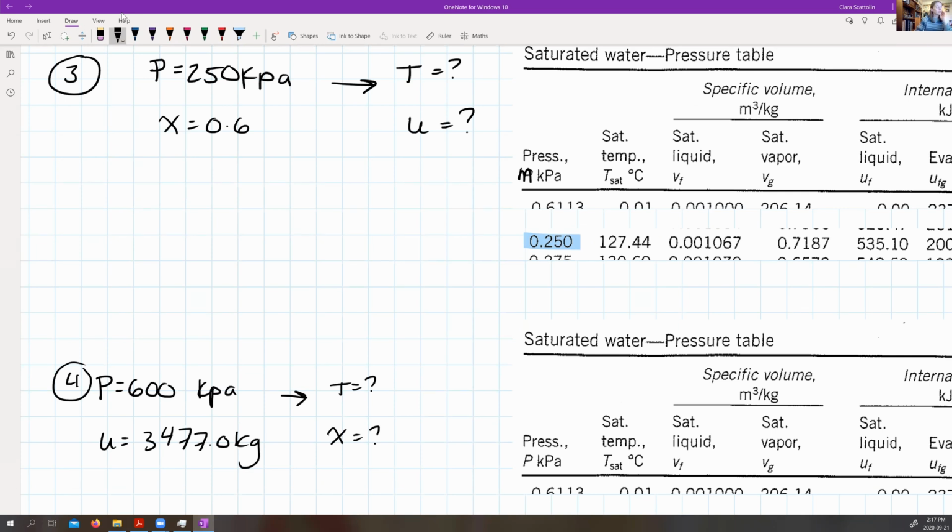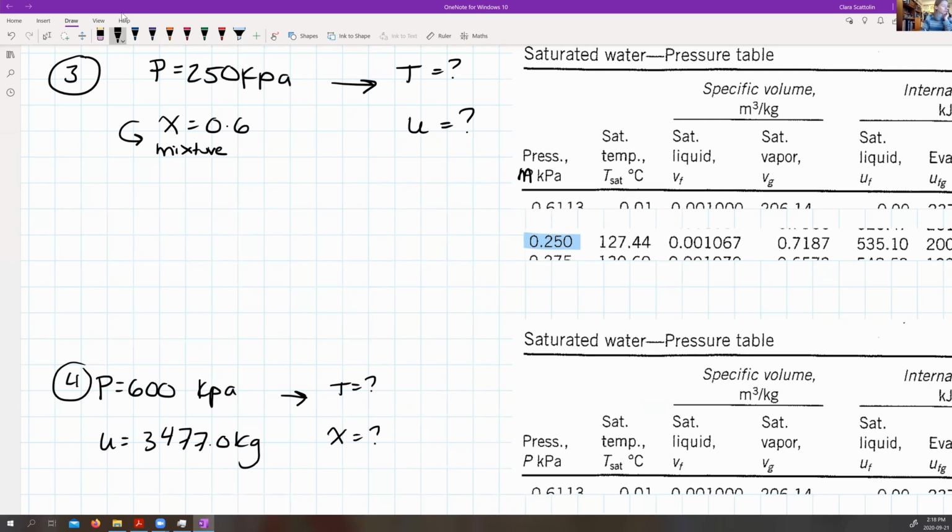Given that my quality is known, I know the phase has to be a mixture. Mixtures are the only phase with quality. Compressed liquids and superheated vapors don't have a quality because they're pure liquids or pure gases. So just by virtue of having an X, we know we're a mixture. It has to be.